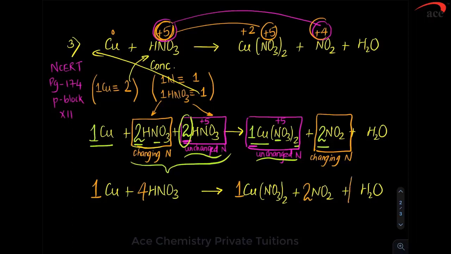What is left? Is balancing of water. But that's easy. How many hydrogen here? 4. So how many hydrogen should be here? 2. And this leads to our balancing of this reaction. So it is balanced. So that was balancing of type B reactions.